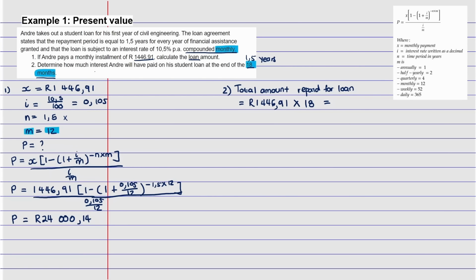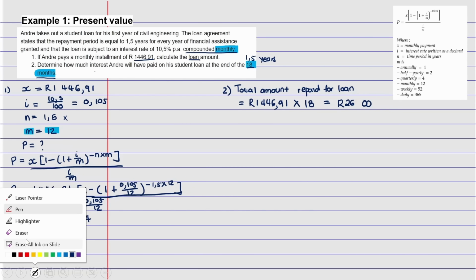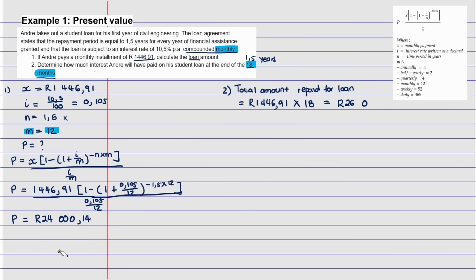So when you do that, you're going to get that the amount he paid without interest is 26,044 rand and 38 cents. Right? So now we need to calculate how much interest.